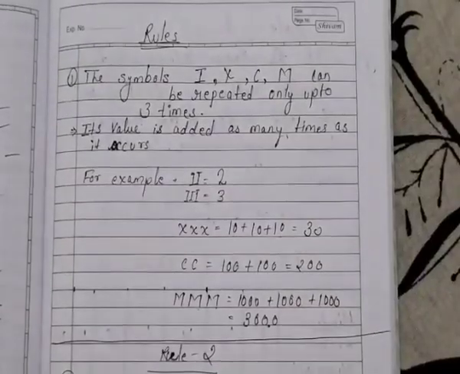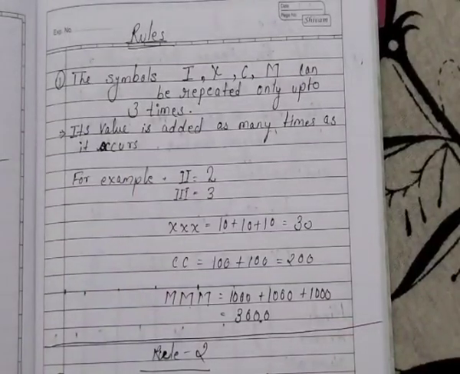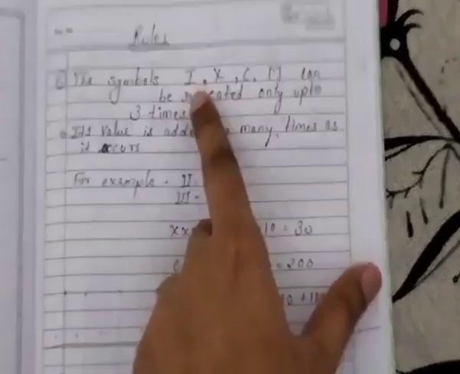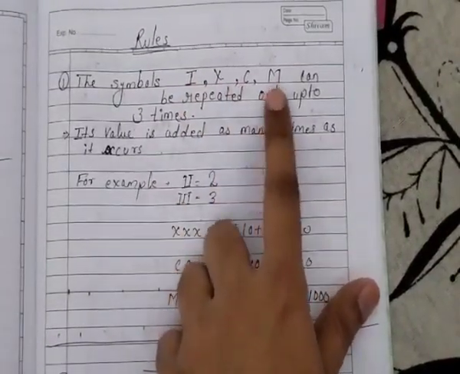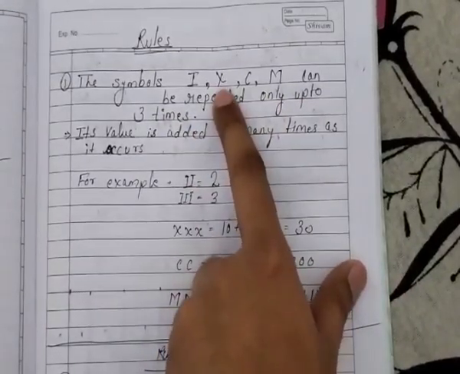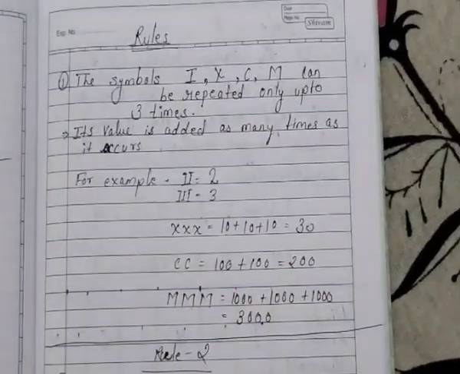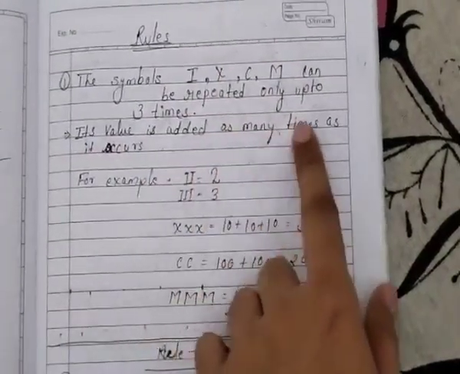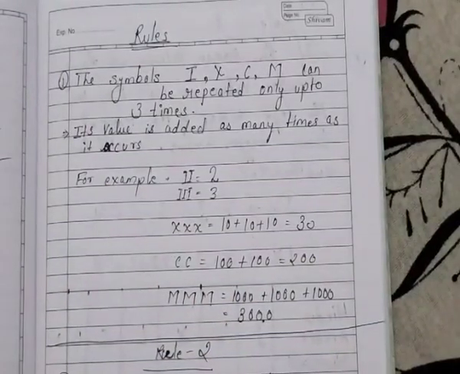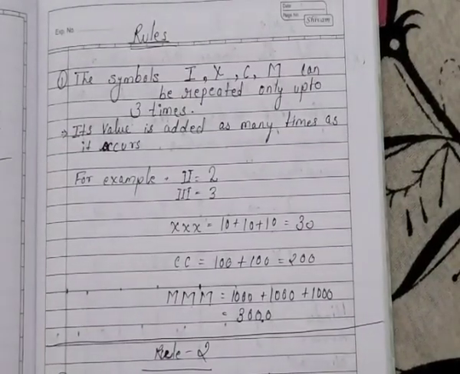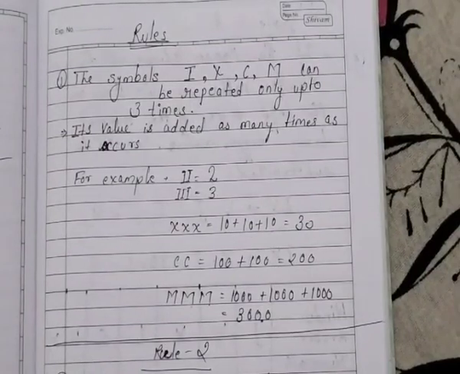Rule number 1 is that the symbols I, X, C, M can be repeated up to 3 times only. If they repeat more than 3 times, it means there is a mistake, because they cannot be repeated more than 3 times. Their value is added as many times as it occurs. If it occurs 2 times, it will be added. If it occurs 3 times, again it will be added. But it will not occur 4 times, because its limit is up to 3 only.